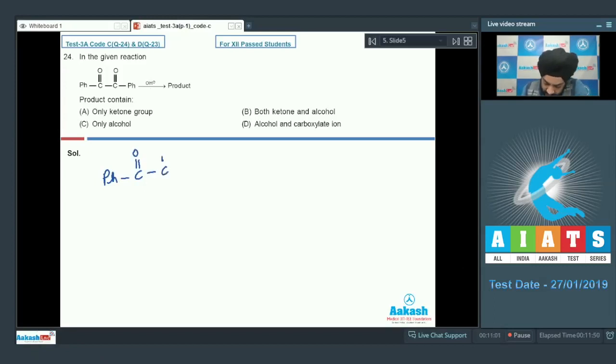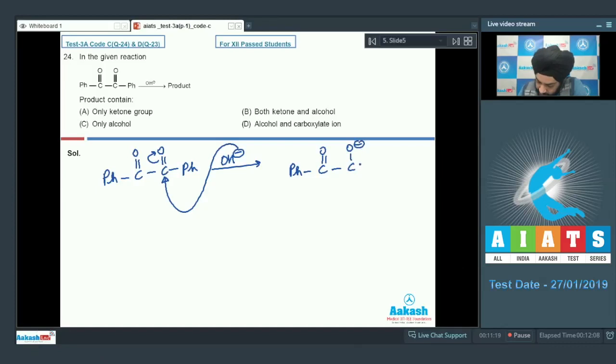So we have benzil. It is allowed to react with OH minus. So students, what is going to happen is this OH minus will attack this carbonyl carbon, any one of these two carbonyl carbons as they are both similar, which will lead to the formation of a tetrahedral intermediate. So we're going to have this intermediate. Now, when this negative charge comes back, one group has to leave. So it will be the Ph in this case. So this Ph group will leave and it will attack the adjacent carbonyl carbon.